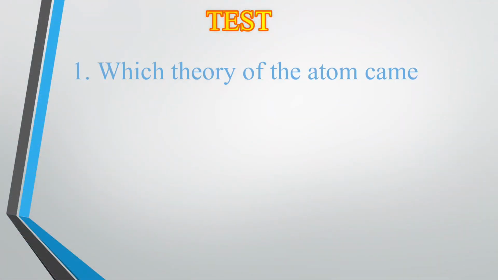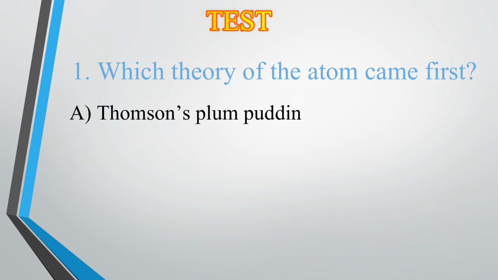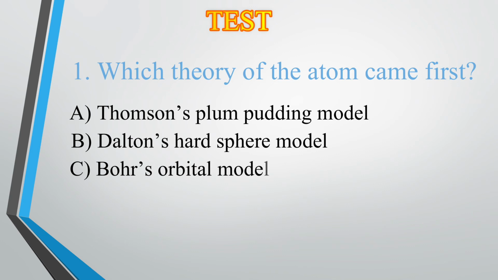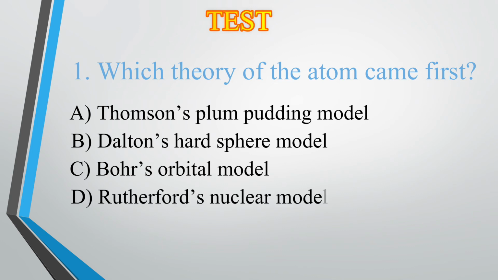अब हम अपना टेस्ट लेंगे और देखेंगे कि हमने आज के एपिसोड में क्या सीखा. Which theory of the atom came first? Option number A, Thomson's plum pudding model. Option number B, Dalton's hard sphere model. Option number C, Bohr's orbital model. Or option number D, Rutherford's model. The correct option is option number B, Dalton's hard sphere model.